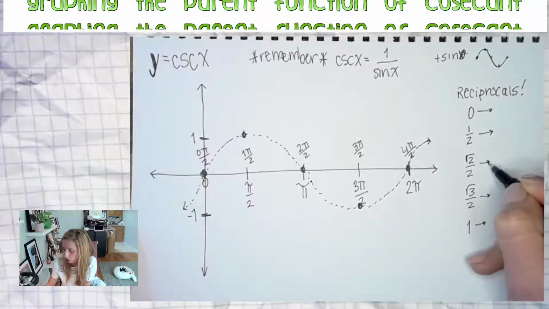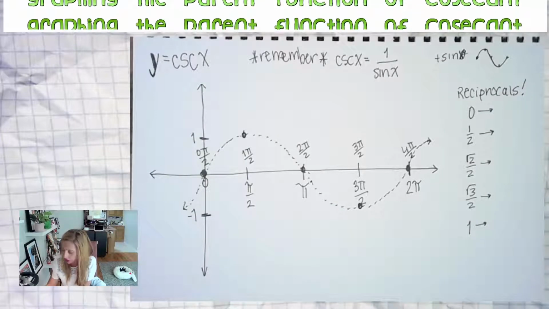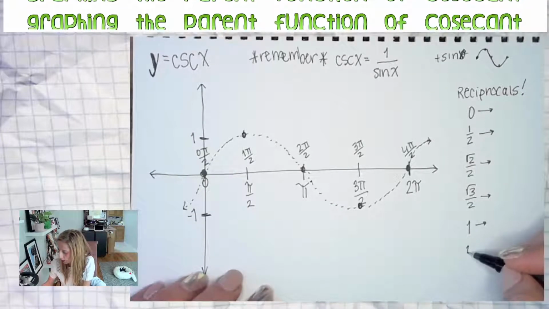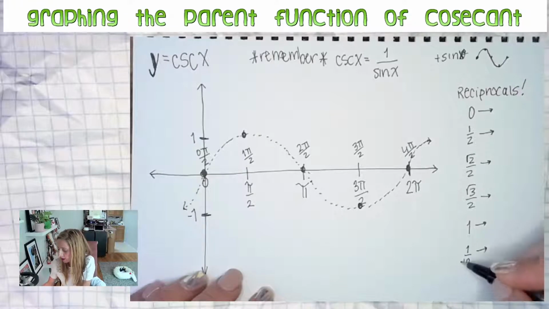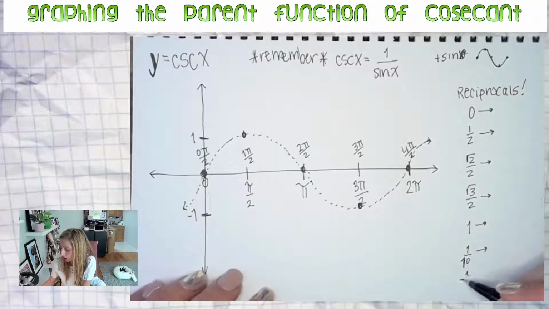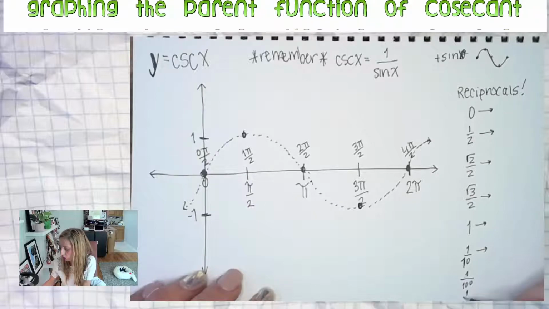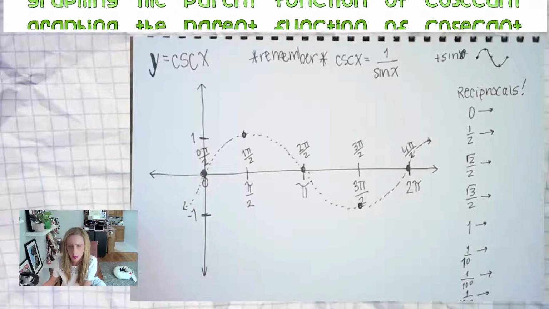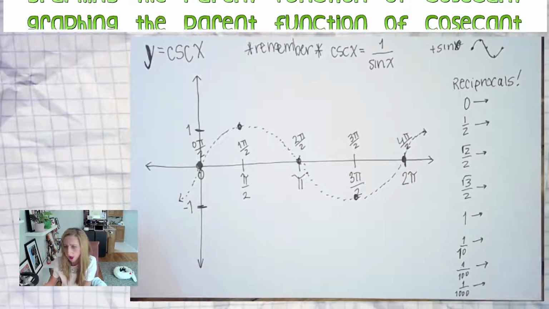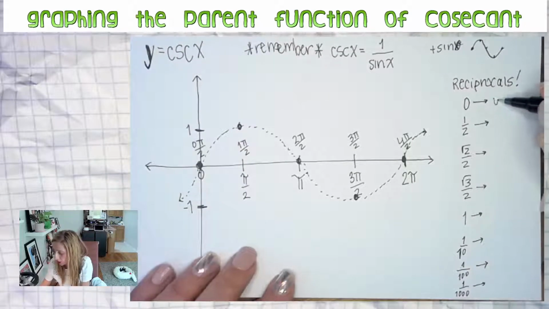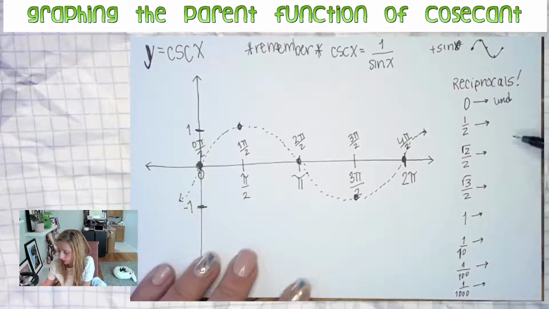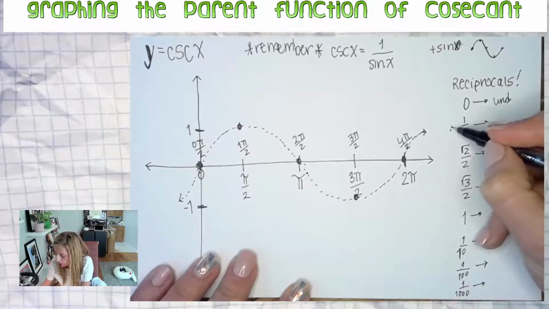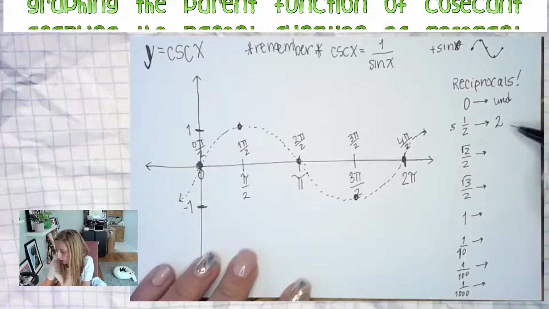Remember, reciprocals don't change the sign. Positives are positives, negatives are negatives. But I'm also going to throw on 1 over 10, 1 over 100, and 1 over 1,000. We'll talk about them as well. A little squished. Okay, the reciprocal of 0 is undefined. The reciprocal of 1/2, which is 0.5, is 2.